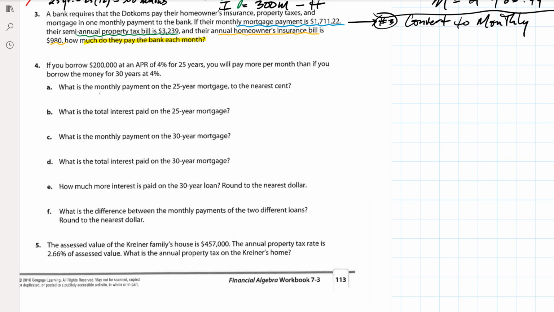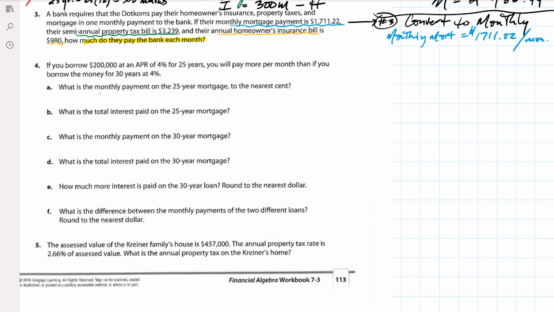So let's start off with the mortgage payment. The monthly mortgage payment is already monthly, so the monthly mortgage, we already know what that is. It's $1,711.22 per month.